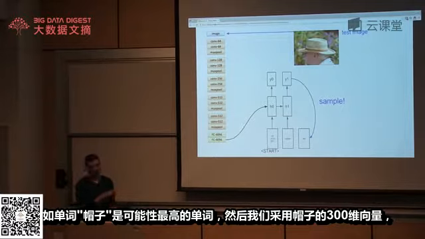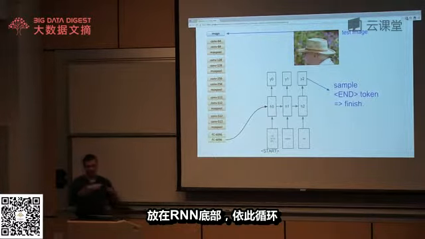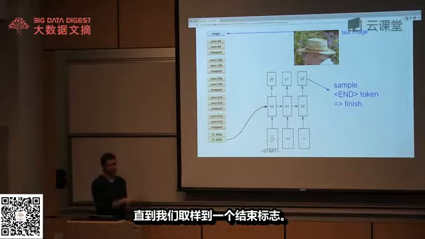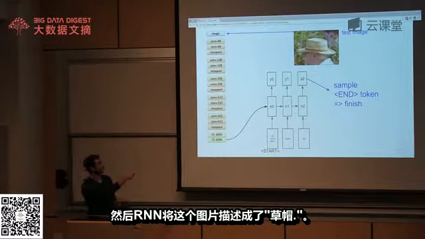Suppose that the word hat is likely now. We take hat's 300-dimensional representation, plug it in, and get the distribution over there. And then we sample again. And we sample until we sample a special end token, which is really the period at the end of the sentence. And that tells us that the RNN is now done generating, and at this point the RNN would have described this image as a straw hat period.